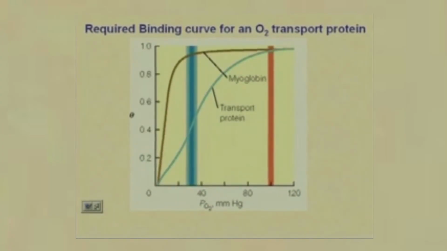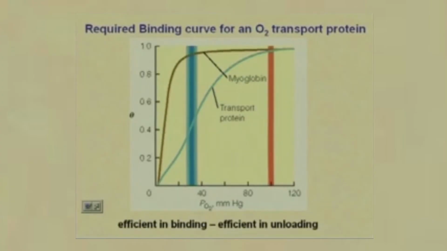So we have to have a transport protein that is going to behave like this. How is it going to behave? It is going to be highly saturated in the lungs, and it is going to be efficient in the unloading of the oxygen in the tissues.